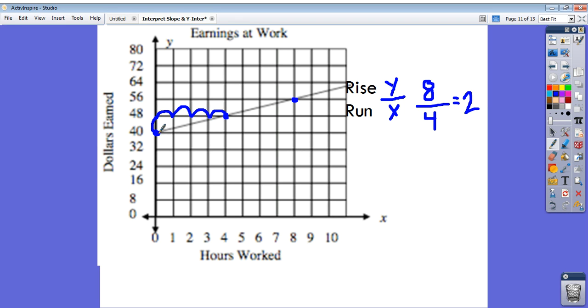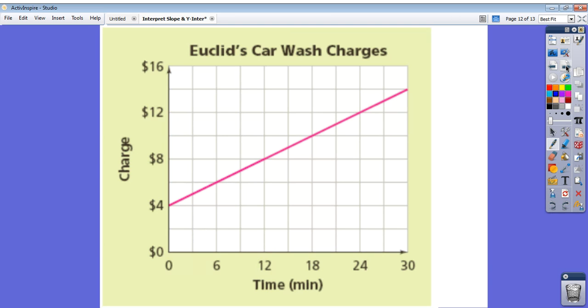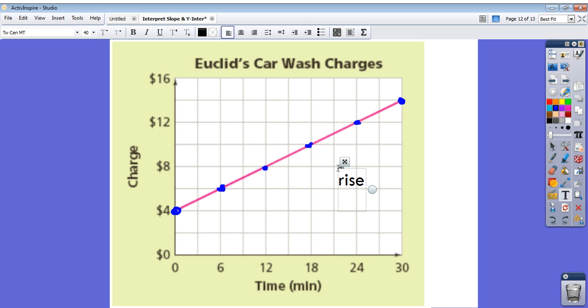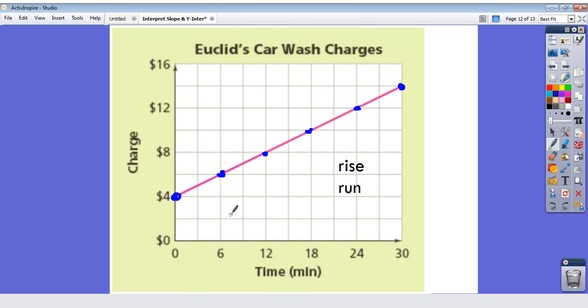It's a positive 2 because my line is going up when I trace along it from left to right. Let's do one more. On this graph, right away, I can see that my slope is going to be positive because my line is going up. Let's find good points. Here's one. No, yes, no, yes, no, yes, no, yes, no, yes. Okay, then I'm going to pick any 2 points. I always just pick the ones I'm starting with. And I'm going to use my rise over run to figure out what the slope of this line is.